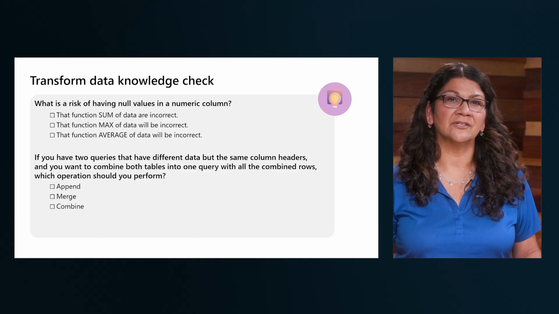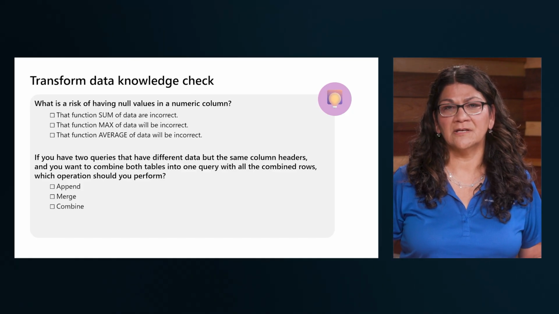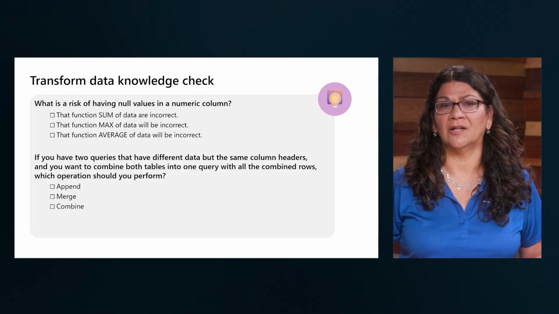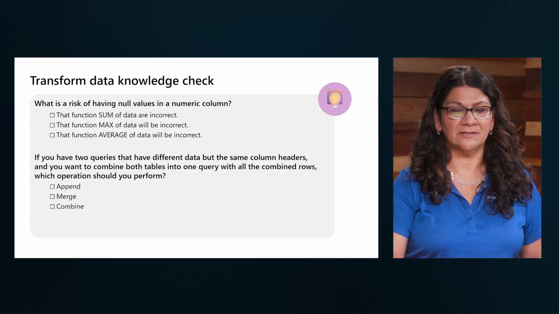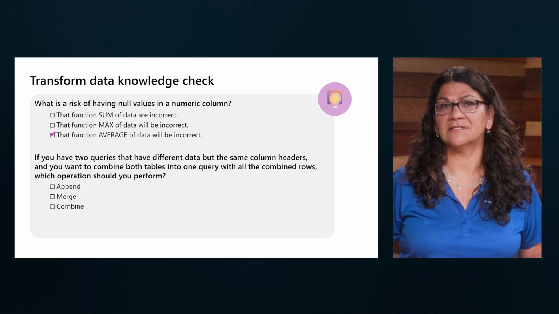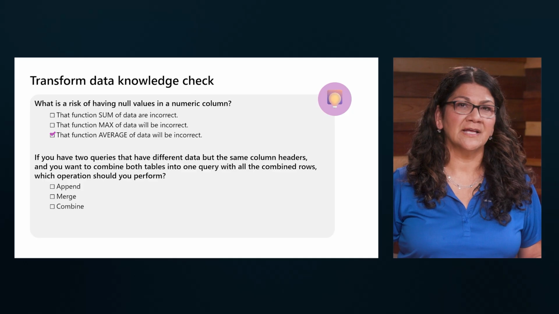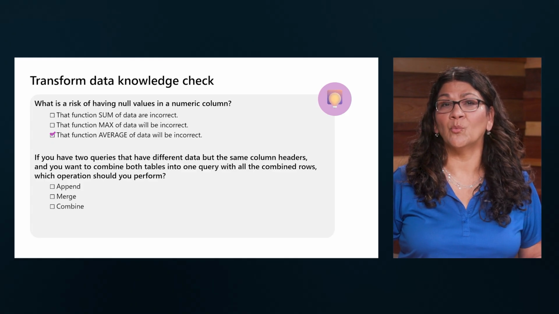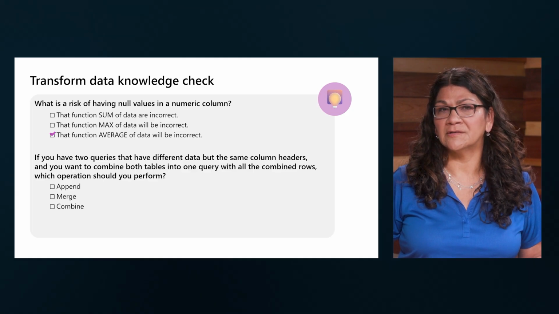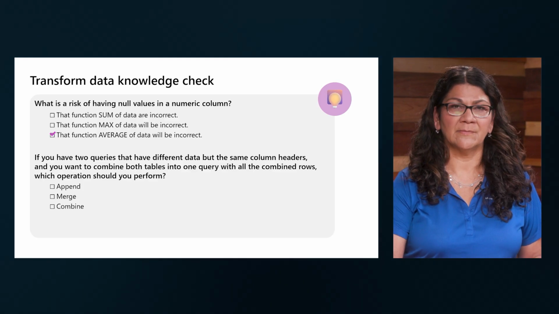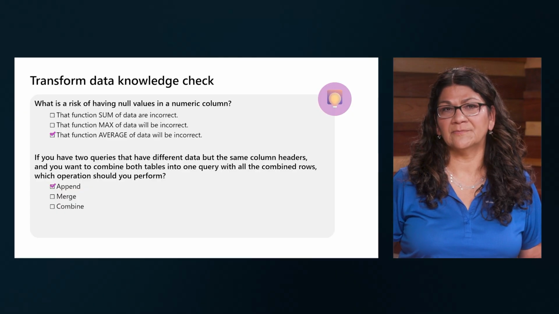Now let's take a look at our transform data knowledge check. Question 1. What is the risk of having null values in a numeric column? Answer: that function average of data will be incorrect. Question 2. If you have two queries that have different data but the same column headers, and you want to combine both tables into one query with all the combined rows, which operation should you perform? Answer: append.